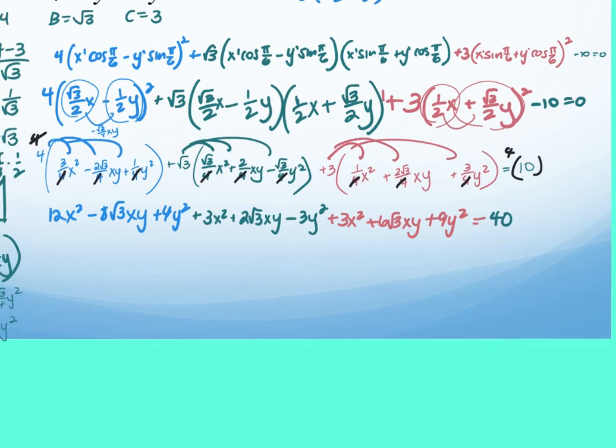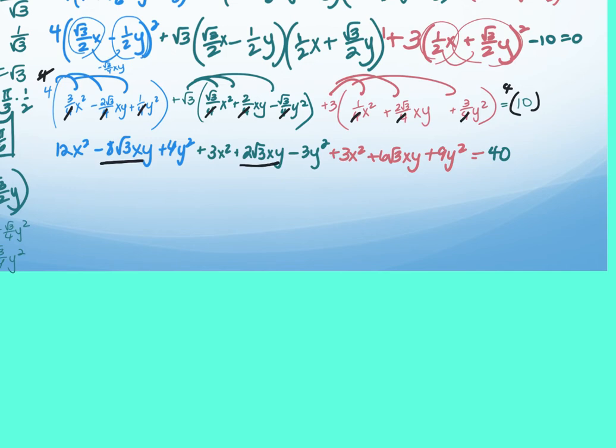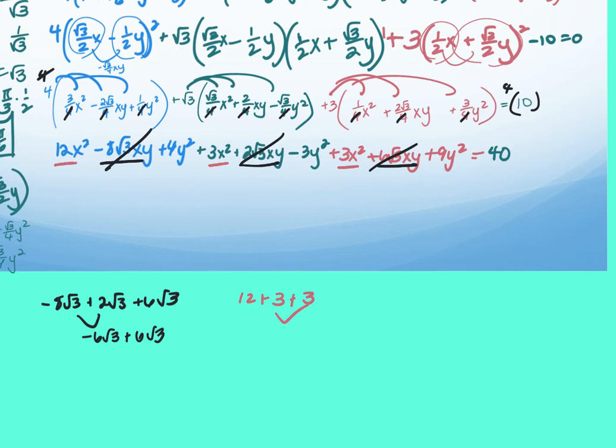All right, so now we combine all of the xy's first because the goal there is to get rid of the xy, so this is your first checkpoint. So negative 8 root 3 plus 2 root 3 plus 6 root 3. This is negative 6 root 3 plus 6 root 3. Cancels out. So we know we did at least that part right. Then I want to group together all the x squareds. So I get 12 plus 3 or 15 plus 3, which is 18x squared. And then I want to group together all the y squareds. 4 minus 3 plus 9, 1 plus 9, which is 10.